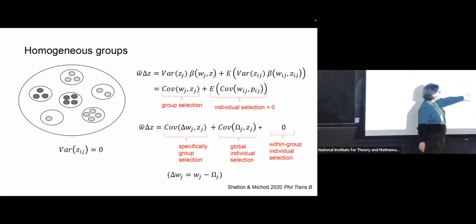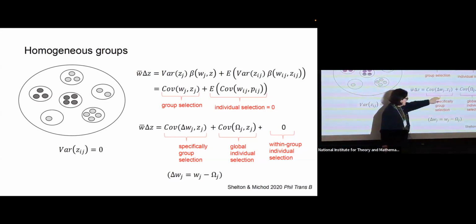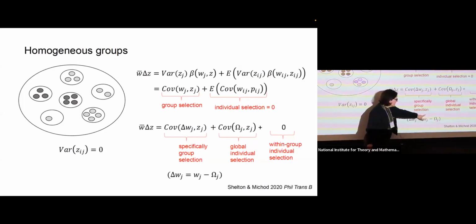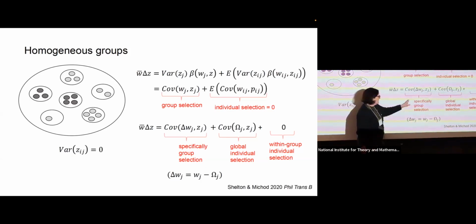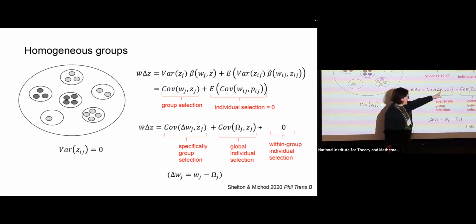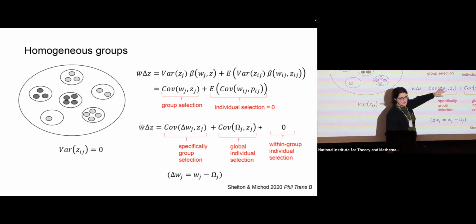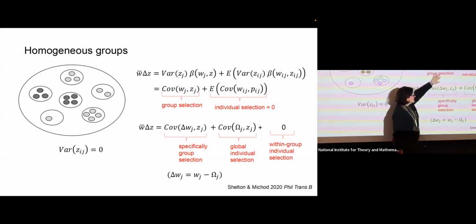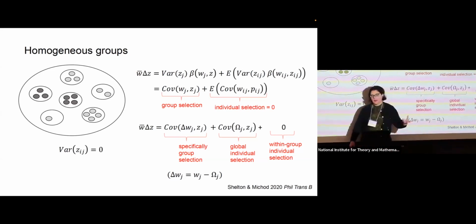Specifically, group selection looks at what they call delta WJ. It's a little different from what we did before. It's the difference between the fitness of the group and the counterfactual fitness of the group. If this is 0, then this is just WJ, and this is just the covariance of groups with the frequency of the trait, or the value of the trait, and then these two things would be the same. So if there's no counterfactual fitness, these two things are the same. This is something separate that they pull out.